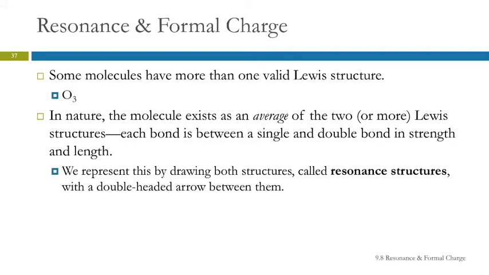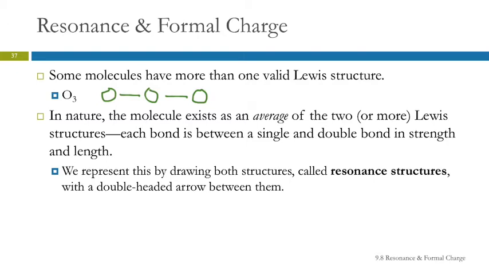Let's look at the Lewis structure for ozone. Ozone is 3 oxygen atoms bonded together in a molecule. So 3 oxygen atoms, there's really only one way to put them together. They must be in a line. So oxygen, oxygen, oxygen. How many valence electrons in O3?